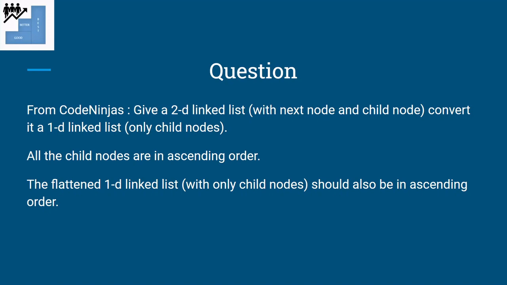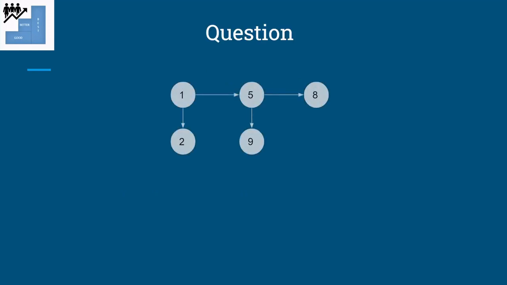We are given that the child nodes of the linked list are in ascending order, as you can see in this diagram. 1 and 2 are in ascending order, 5 and 9 are in ascending order, and 1, 5, 8 makes the main trunk of the linked list. This may or may not be in ascending order. The final flattened linked list should be in ascending order like this.